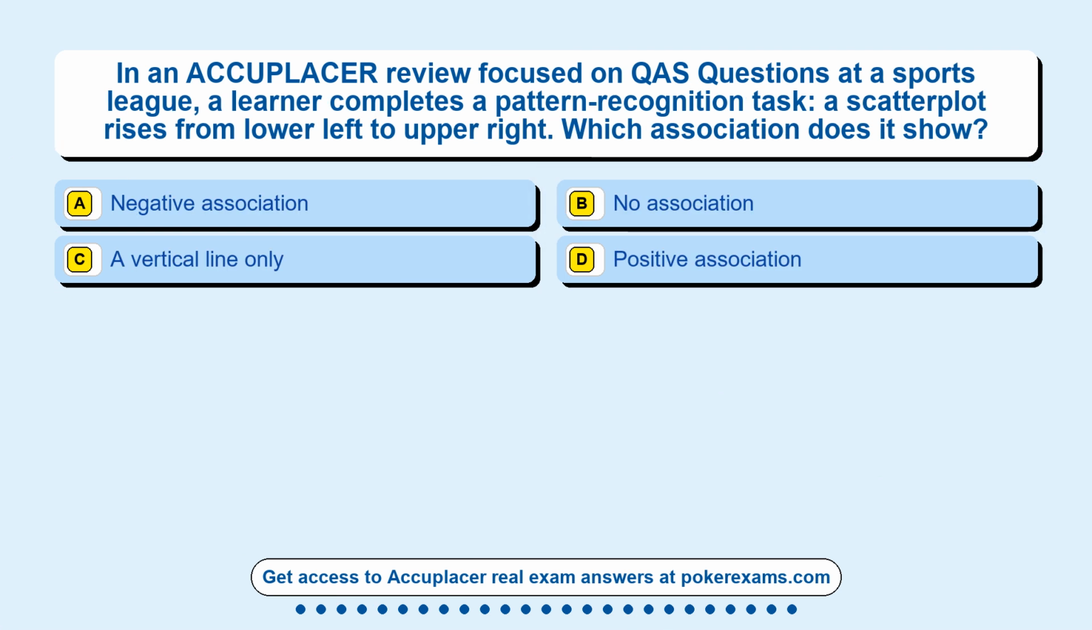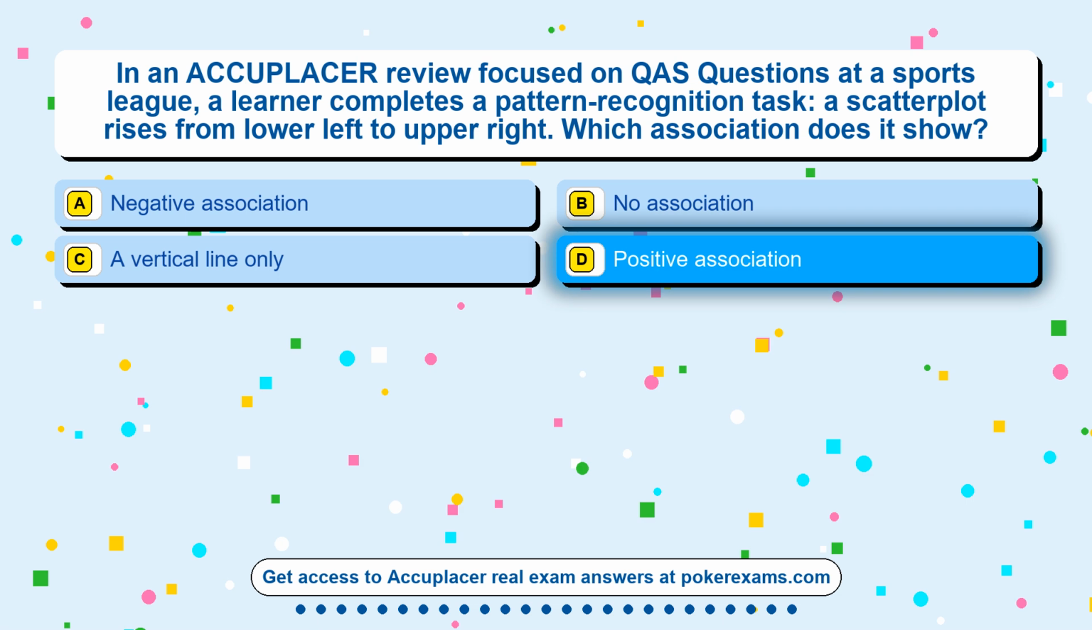Question 15. In an ACCUPLACER review focused on QAS questions at a sports league, a learner completes a pattern-recognition task. A scatter plot rises from lower left to upper right. Which association does it show? Option A, negative association. Option B, no association. Option C, a vertical line only. Option D, positive association. The correct answer is option D, positive association.